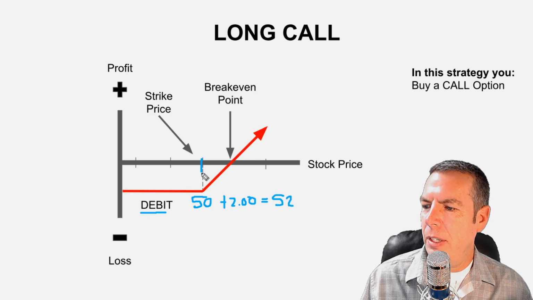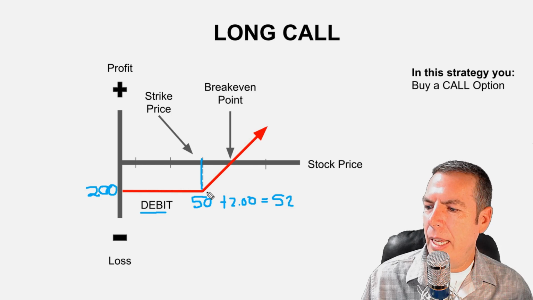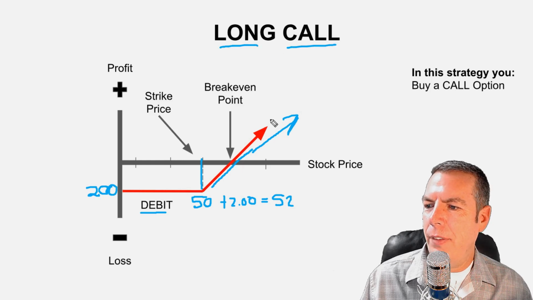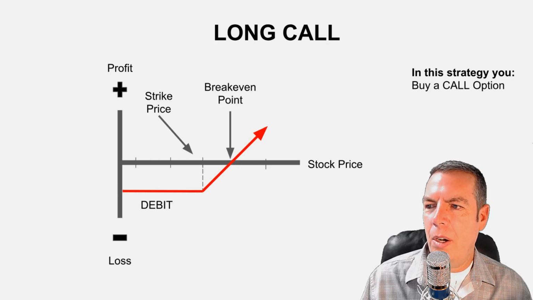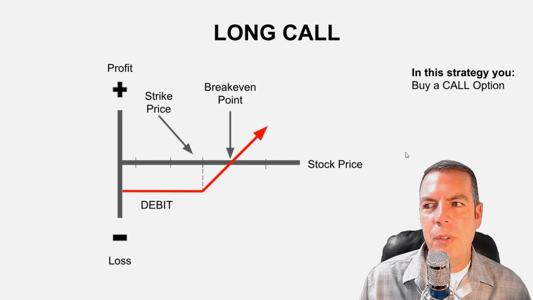So here's that $50 strike, and then we paid that $2, so we're already down on this trade $200 because of that $2 debit that we paid. We'd need that stock to rise $2 until it hit our break-even point, and anything after that point would be profit at expiration. And now you can see on a long call we have unlimited upside profit potential on this trade.